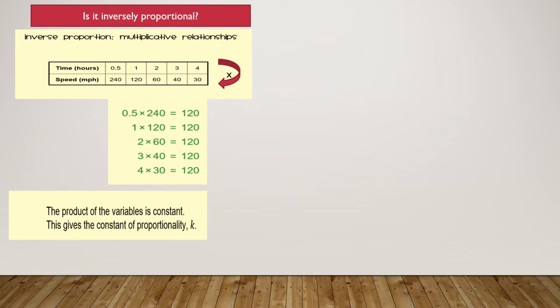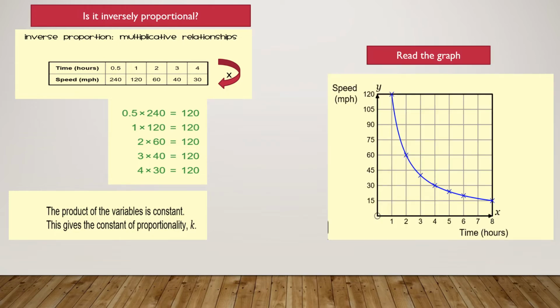Let's go to another way to discover it using a graph. Let's plot these points on a graph and read the graph. If you want to say what's the speed taken by 1 hour, you will just take this line and check that 1 hour is 120. So 1 times 120 is 120. 2 hours, 2 times 60 is 120 also. 4 times 30 is 120 also. So I check that this is an inverse relationship but using a graph. What's the equation? It's S times T equals 120.